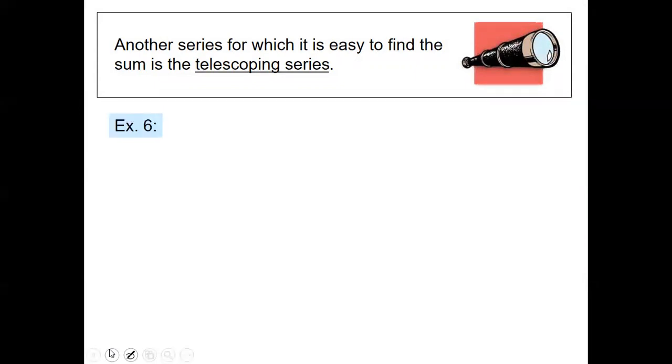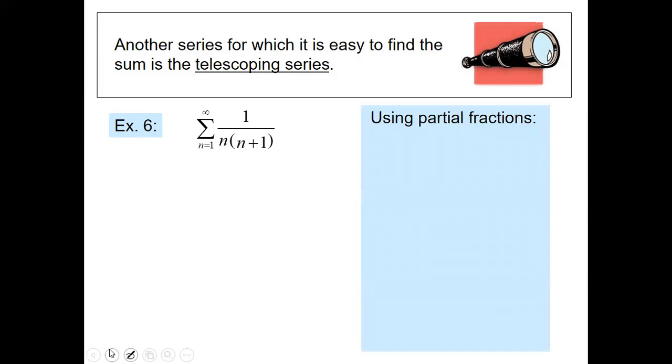So this is an example of a telescoping series. All right, so I have this particular series. Now, this is not geometric, so I don't see that nth power anywhere. But if I actually use partial fractions, you can see I'm not doing any integration here, but if I use partial fractions, watch what's going to happen.